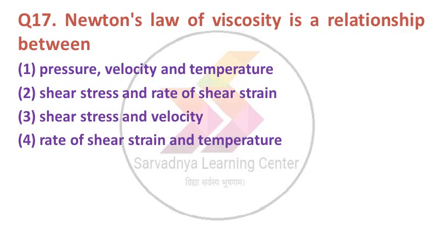Next question: Newton's law of viscosity is a relationship between option 1, pressure, velocity, temperature. 2, shear stress and rate of shear strain. Option 3, shear stress and velocity. 4, rate of shear strain and temperature. The correct answer is option number 2, shear stress and rate of shear strain.